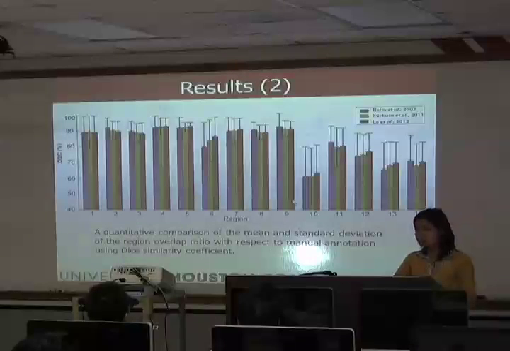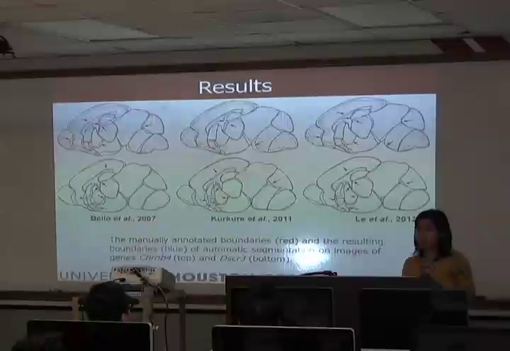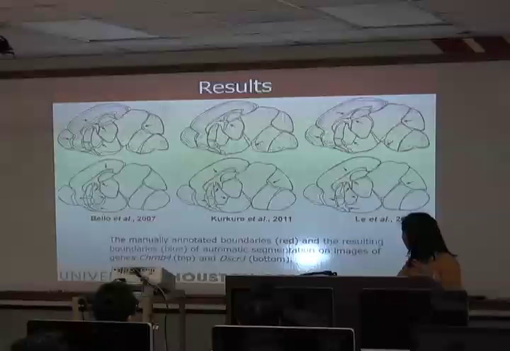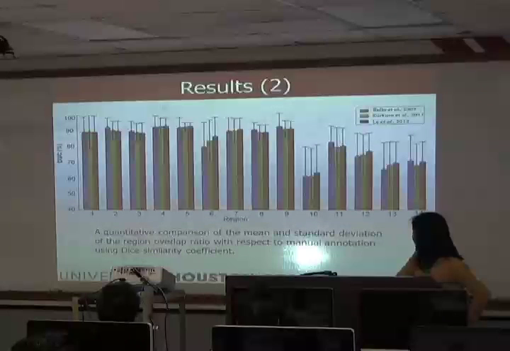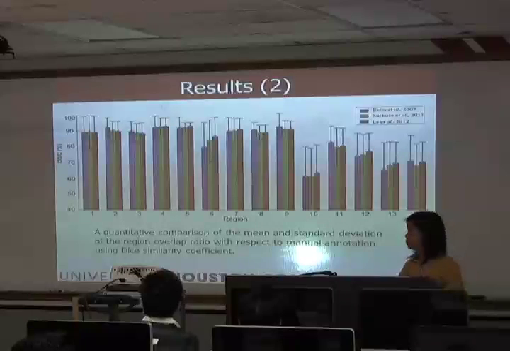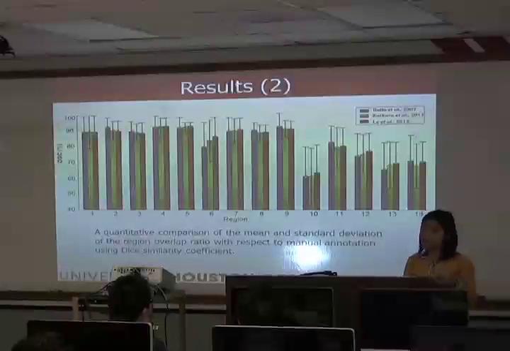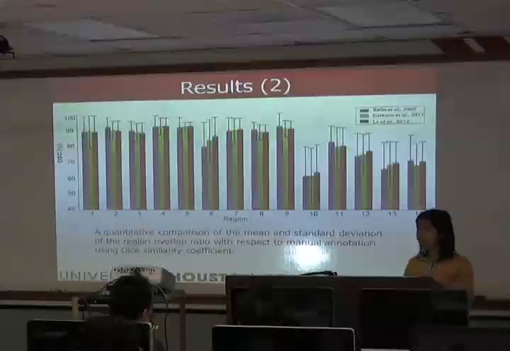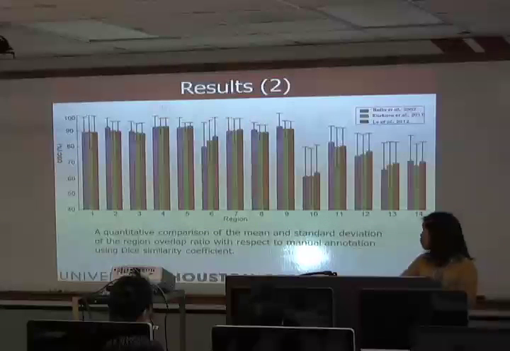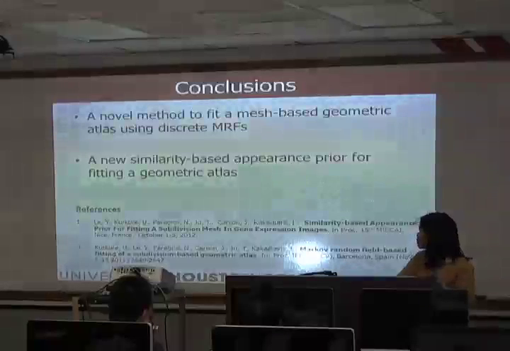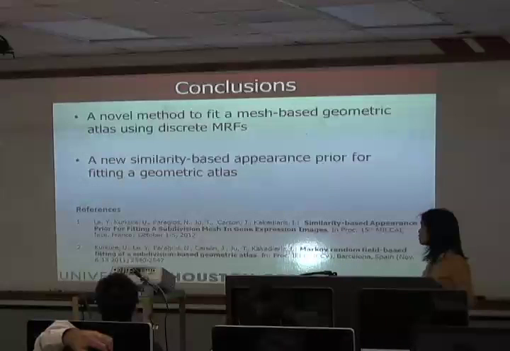And this is the quantitative result when we compare the overlap of our result boundary with manual annotation using the dice similarity coefficient, and the statistical test shows that our second method is better than the first in 4 out of 14 regions, and the last method is improved in 6 when compared with the second method. So I have presented our work about fitting a subdivision based mesh.